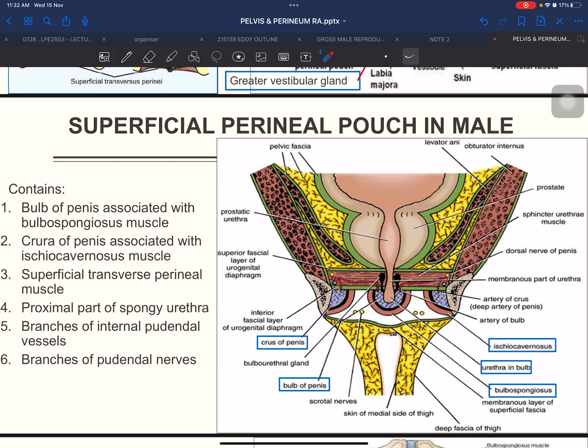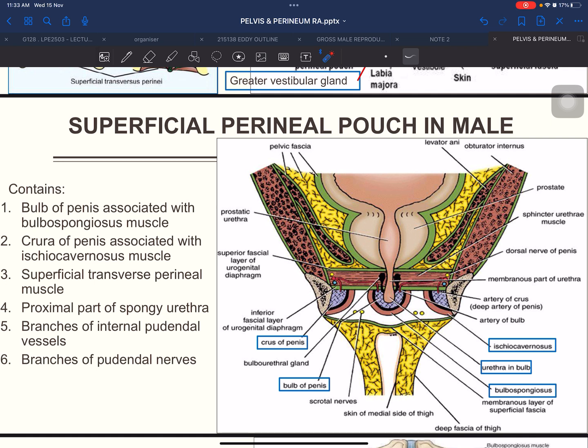Now there is the proximal part of the spongy urethra, branches of the internal pudendal vessel, and branches of the pudendal nerve. So you should remember if I ask about the contents of the deep and superficial perineal pouch in male and female. You have to know.